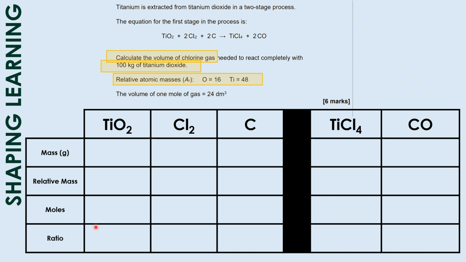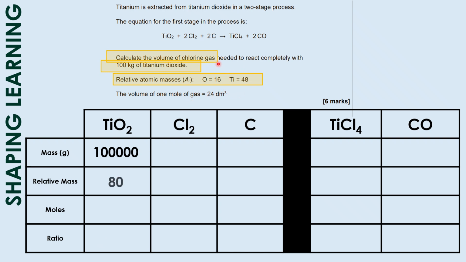So the first thing to do is to get this mass of titanium dioxide into my table. Now I've got kilograms here, and I've got to convert that into grams. So I'm going to times this by 1,000. That gives me 100,000 as my grams of titanium dioxide. My relative mass of titanium dioxide I can work out by adding together 1 lot of titanium with 2 lots of oxygen.